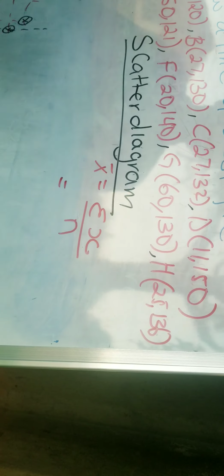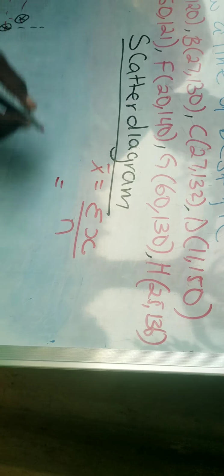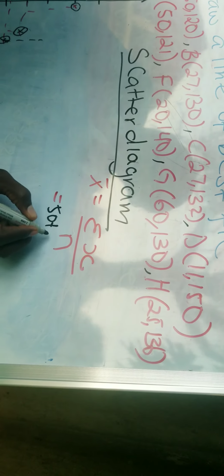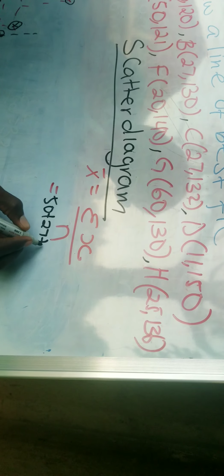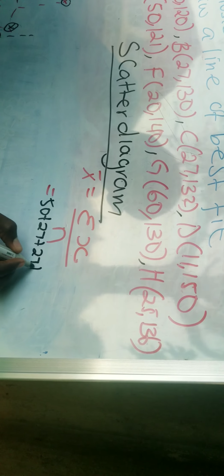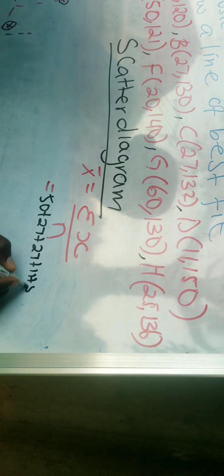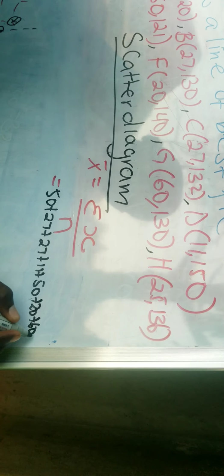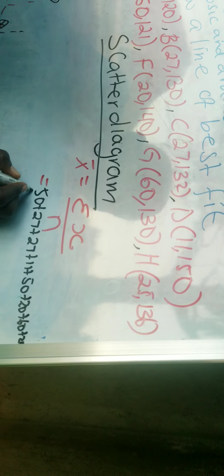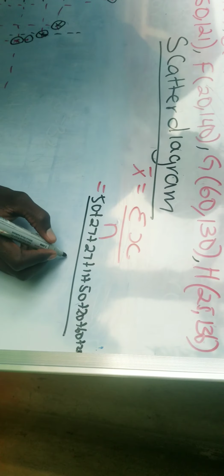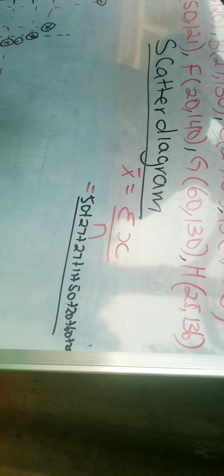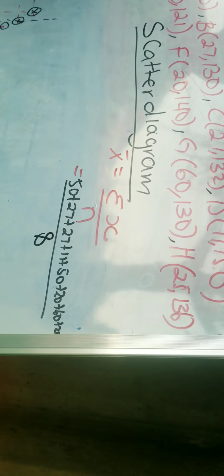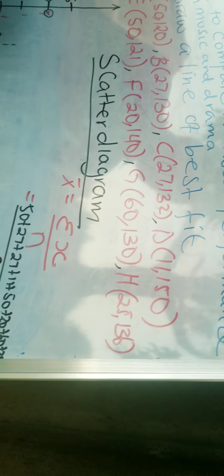So in our case, this side we shall add 50 plus 27 plus 27 plus 11 plus 50 plus 20 plus 60 plus 25. You can simply use your calculator and divide by the number of values. I think 1, 2, 3, 4, 5, 6, 7, 8. We have 8 values.